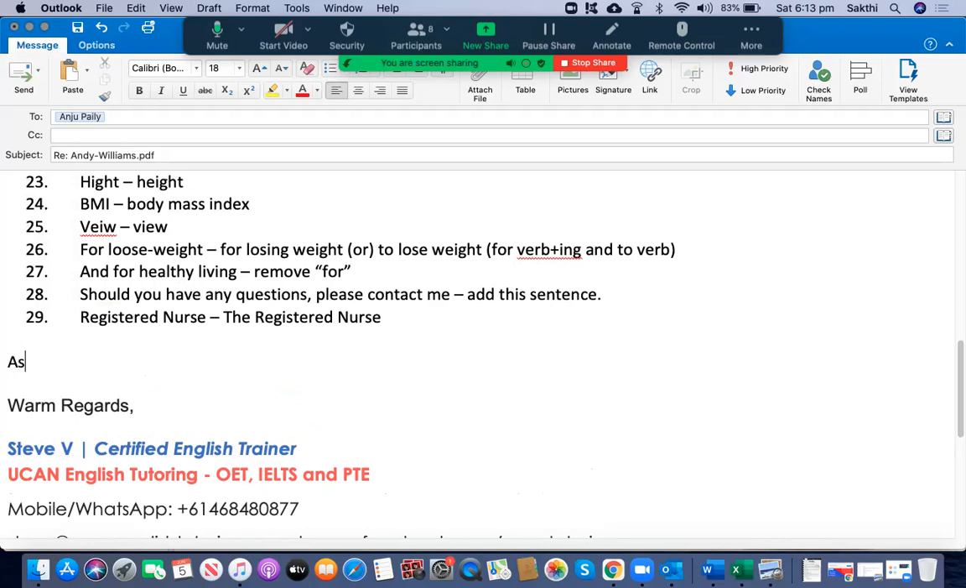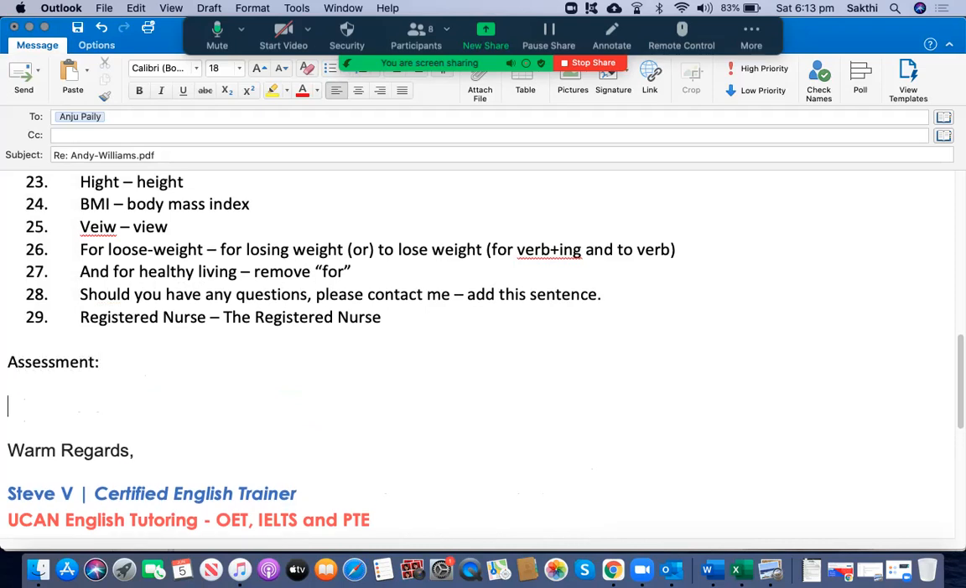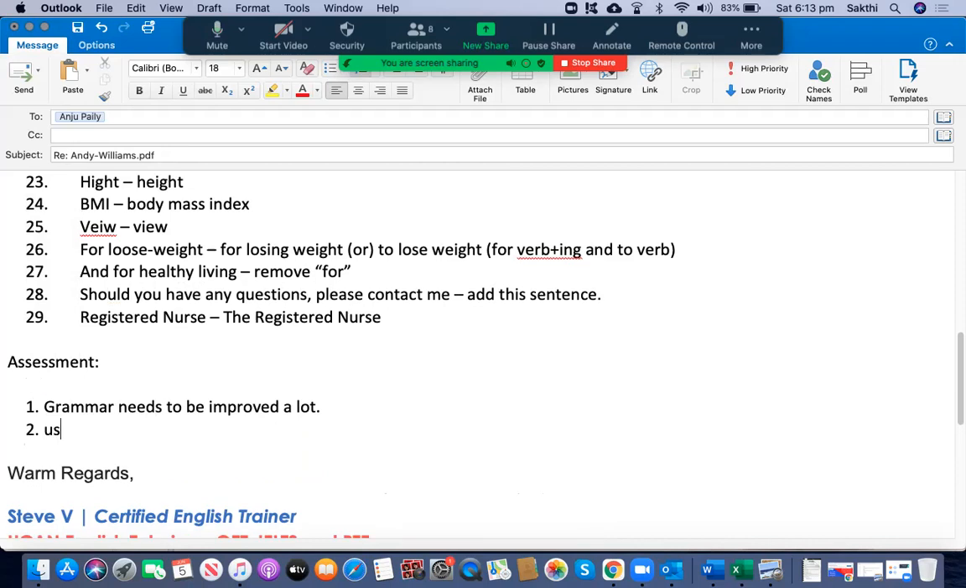All right, let me give you the assessment now. Grammar needs to be improved a lot. It's not good. Particularly the use of nouns, verbs, prepositions, articles, and punctuation marks needs to be improved a lot.